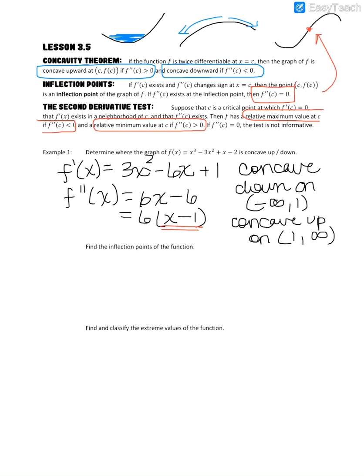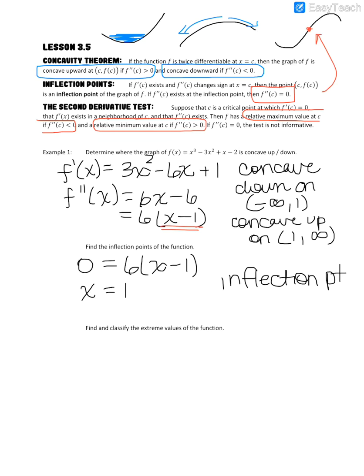Find the inflection points. Okay, well, we basically have that already done because if I'm changing from concave down to concave up, that's where my inflection point is. So at 1 is where I'm changing, and so 1 is my inflection point. Algebraically, all you gotta do is set that second derivative equal to 0. So I have an inflection point at x equals 1.